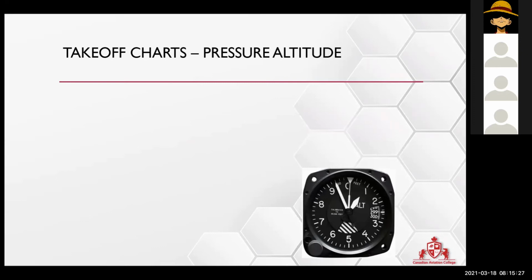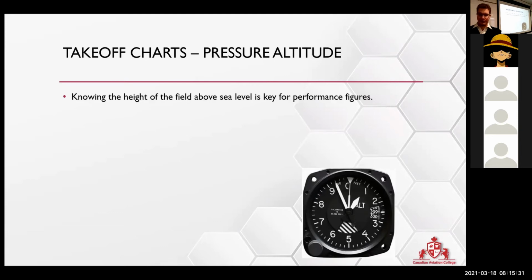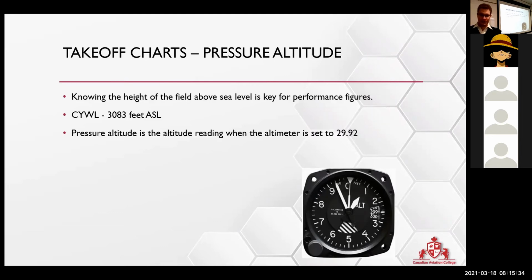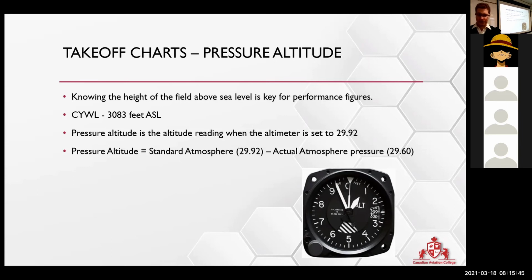Now, the takeoff chart still takes your pressure altitude into account. Knowing the height of the field is important. Pressure altitude is the altitude that the altimeter is reading, the standard. We already talked about it. I would say no need to write this equation down if you have a CX3, but let's write the pressure altitude equation actually. The pressure altitude is the standard minus the actual, which we have 29.92 minus 29.6.